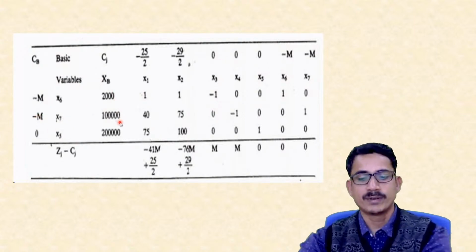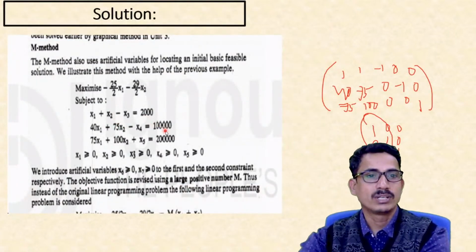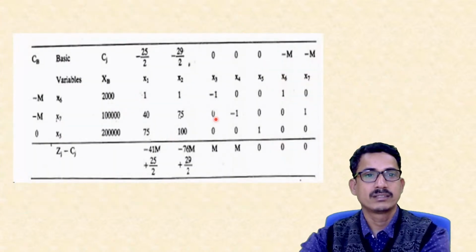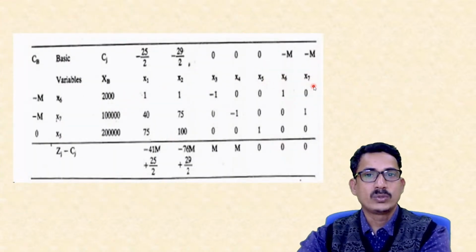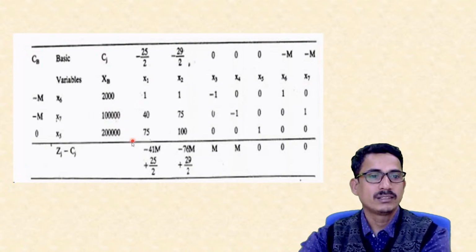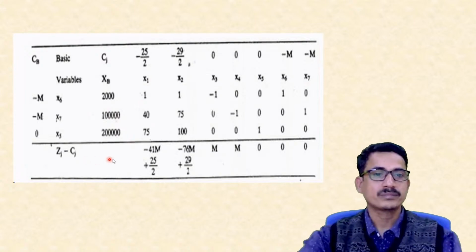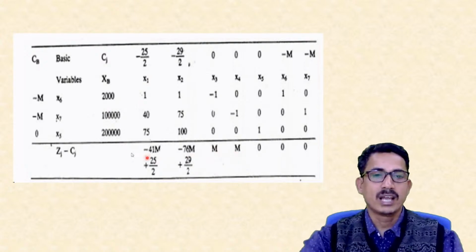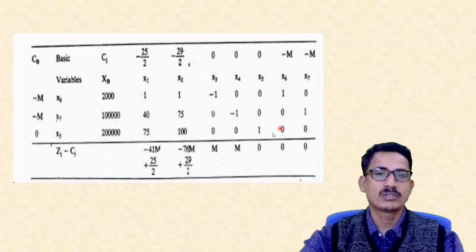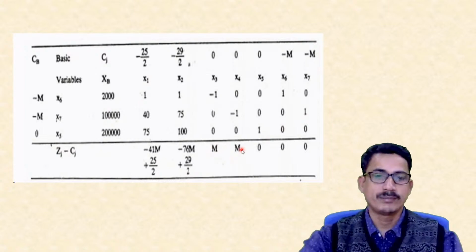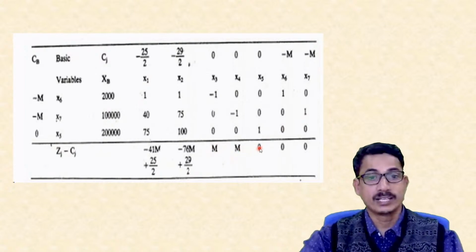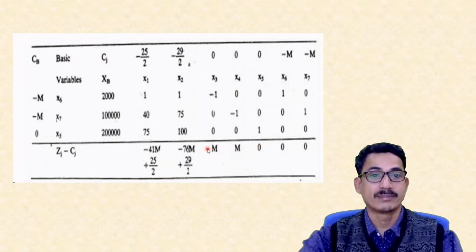The XP column you have to copy from the right hand side. 2000 is 1 lakh, this is 2 lakh, that is copied. And x1 to x7 you have to copy in the same way. Then Z1 minus C1, Z2 minus C2, Z3 minus C3, like this. And your objective is that the values below should be either positive M, or 0, or you are getting numerical positive values. No negative M is accepted.